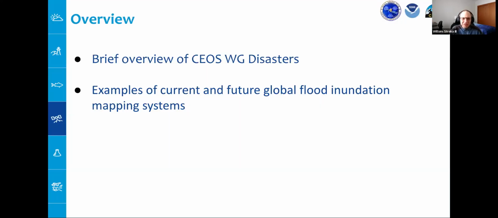So first, I'm going to give a brief overview of the CEOS Working Group for Disasters, and then give some examples of the current and future global flood inundation mapping systems.